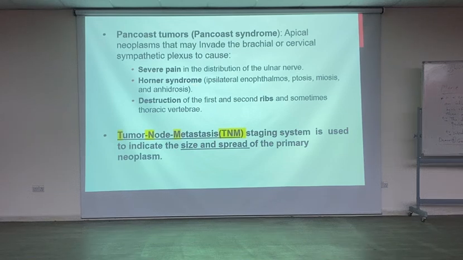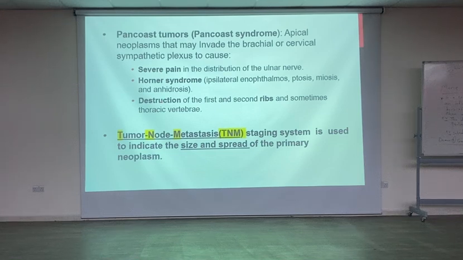It results from the involvement of the sympathetic nerve plexus. So the patient will come ipsilateral, meaning on the same side. They will have enophthalmos, which is the posterior displacement of the eye, ptosis, which is a dropping eyelid, and miosis, reduction in the size of the pupil, and anhidrosis, loss of the sweating on the same side.